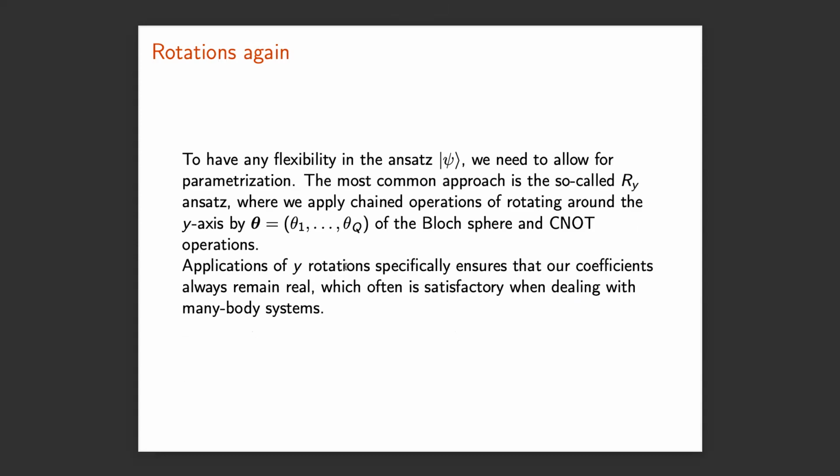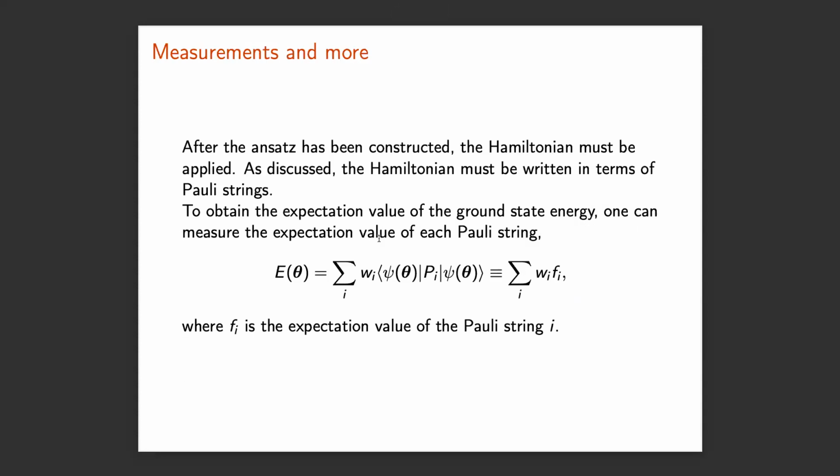And one of the things is that applications of y rotations ensure that the coefficients normally remain real, which is not always what we want, but it's often satisfactory for many-body systems. When we perform these transformations, we will rewrite the Hamiltonian, as we said, in terms of Pauli strings, which is this P of I here. That P of I is either Pauli X, Pauli Y, Pauli Z, or the identity matrix. We perform these calculations, and then F of I is the expectation value of a given Pauli string.